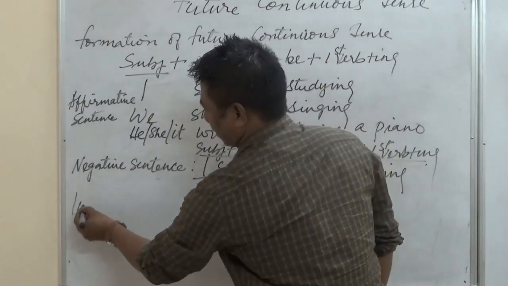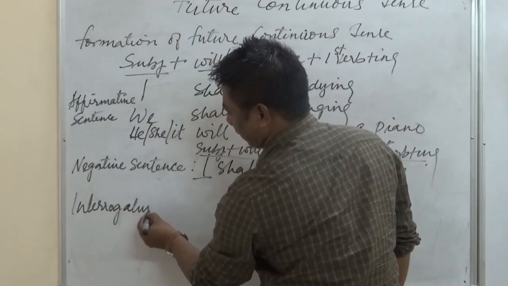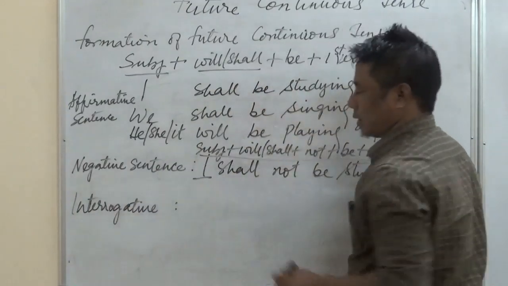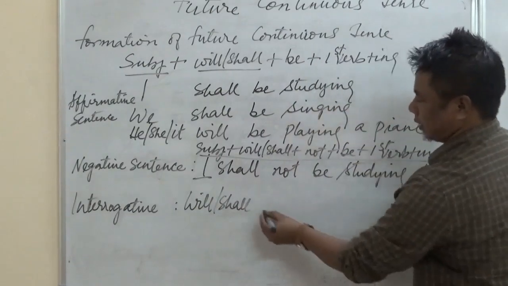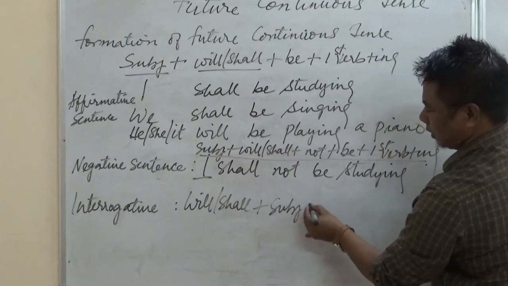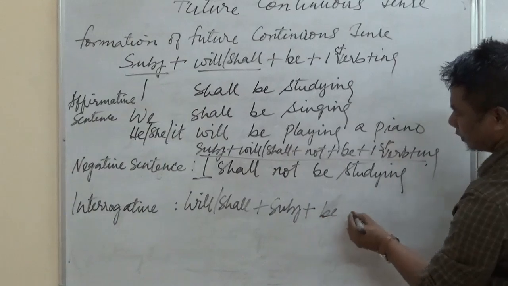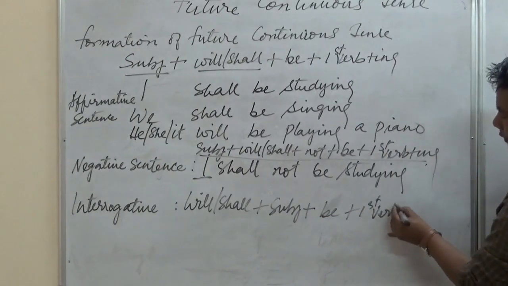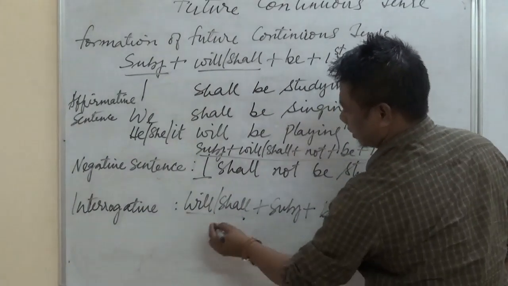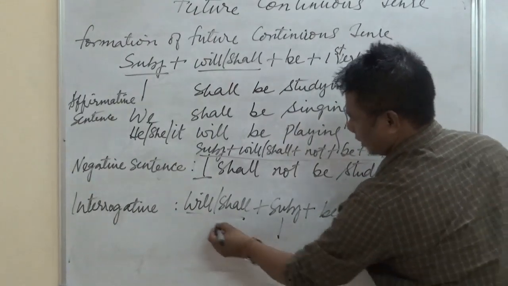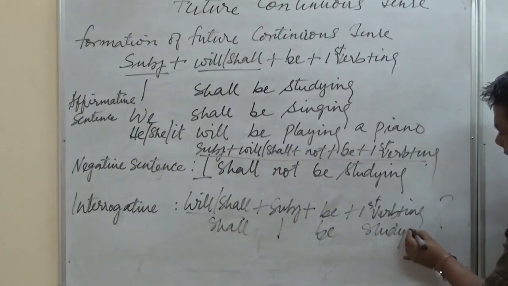Okay, then the interrogative. In the future continuous tense, the interrogative begins with will or shall, then the subject, then be plus the first form of the verb plus ing. So let's take the subject I: Shall I be studying? Shall I be studying?